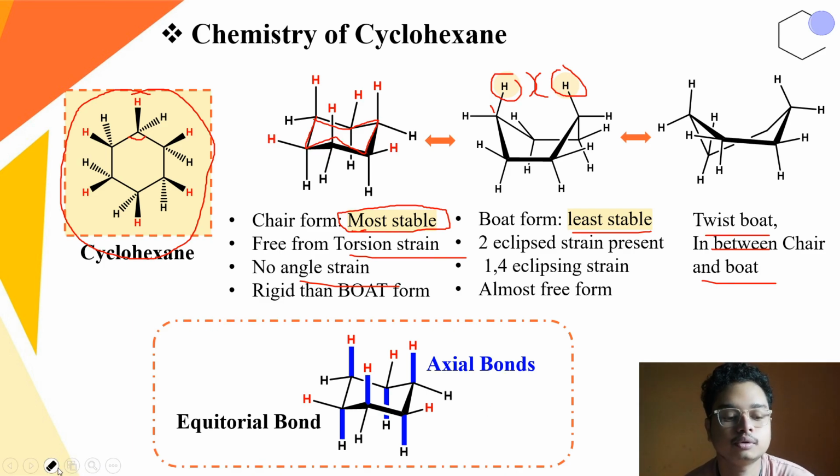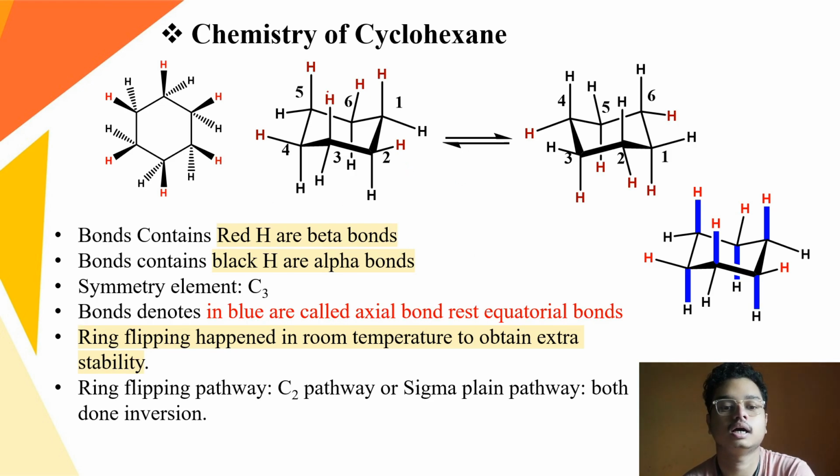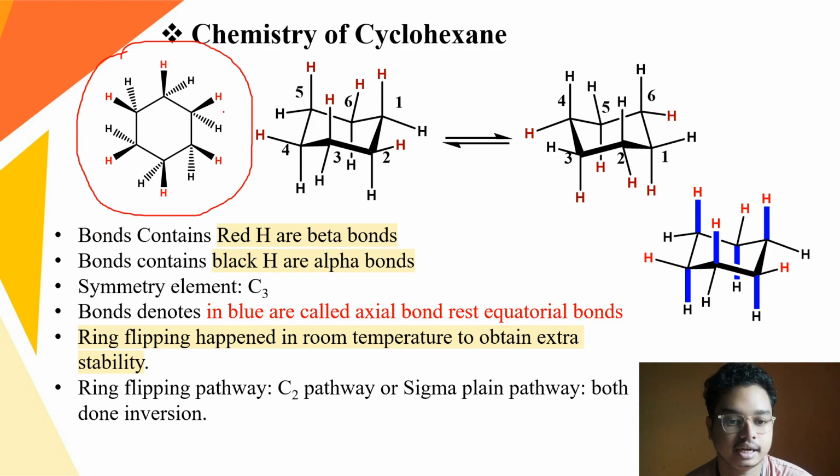Okay, now we have to look at much more detail about this, but before that we are talking about the ring flipping nature. Cyclohexane has a property to flip the ring, but before that we are looking at some facts here. Here is the cyclohexane parent that I discussed in the previous slide, and it stays in the chair form. The bonds containing red hydrogens, the bonds towards the upper direction, are called beta bonds, whereas the bonds containing black hydrogens, that means below the plane of paper or away from the observer, are called alpha bonds.